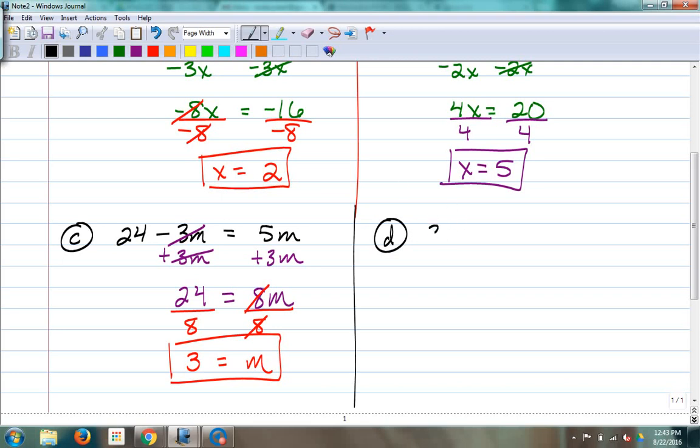Well, let's do this one: 3 parentheses 2x plus 4 equals 8x minus 7. Yeah, I heard somebody say distributive property. That's what's going on here. 3 times 2x and 3 times 4, which would be 6x plus 12.